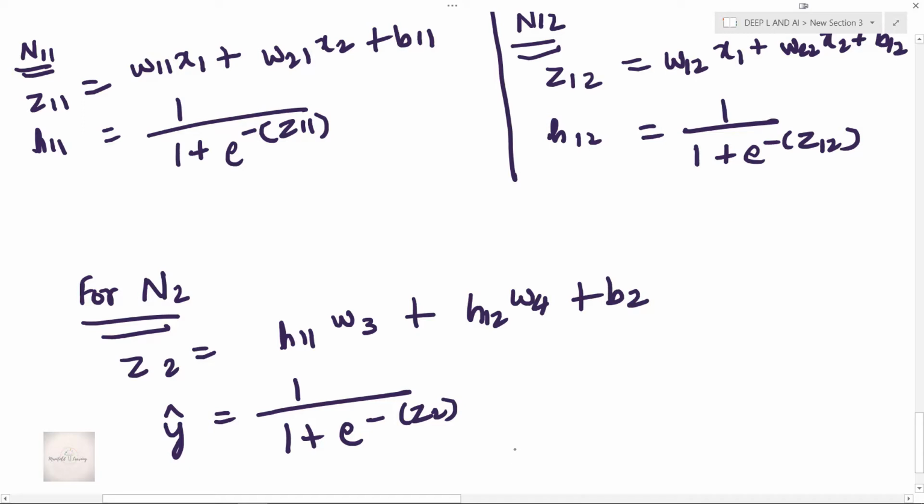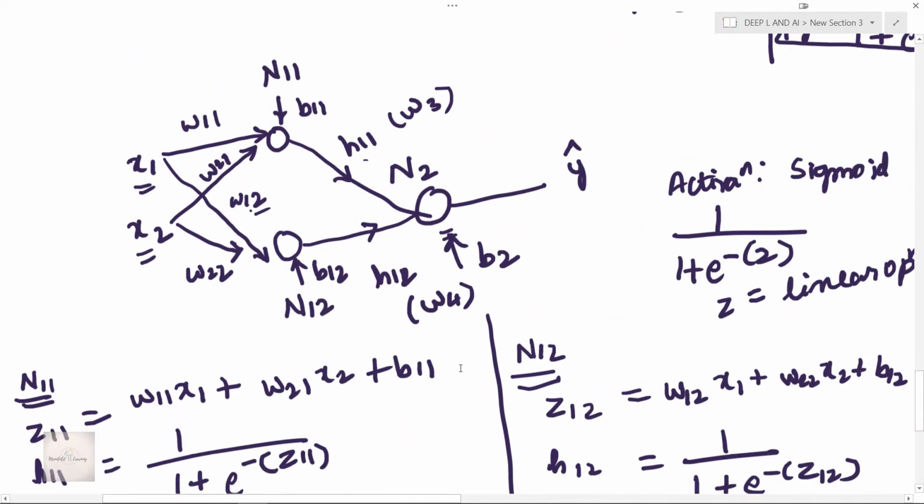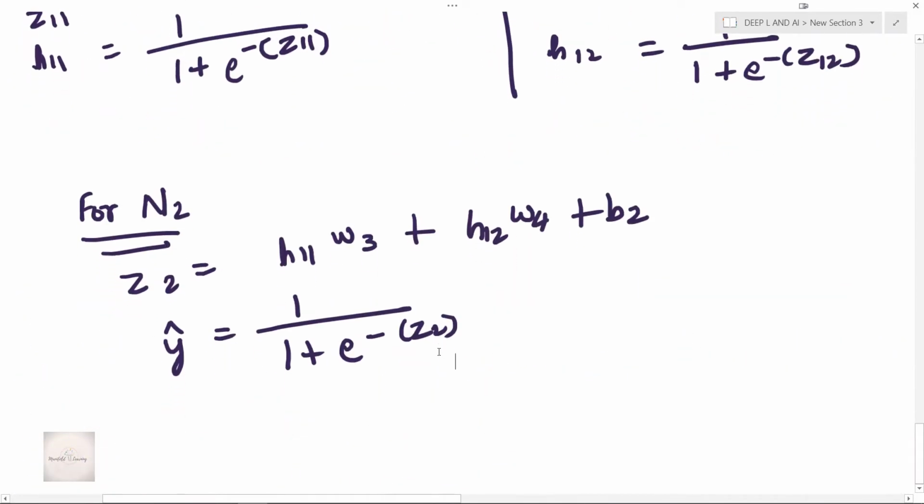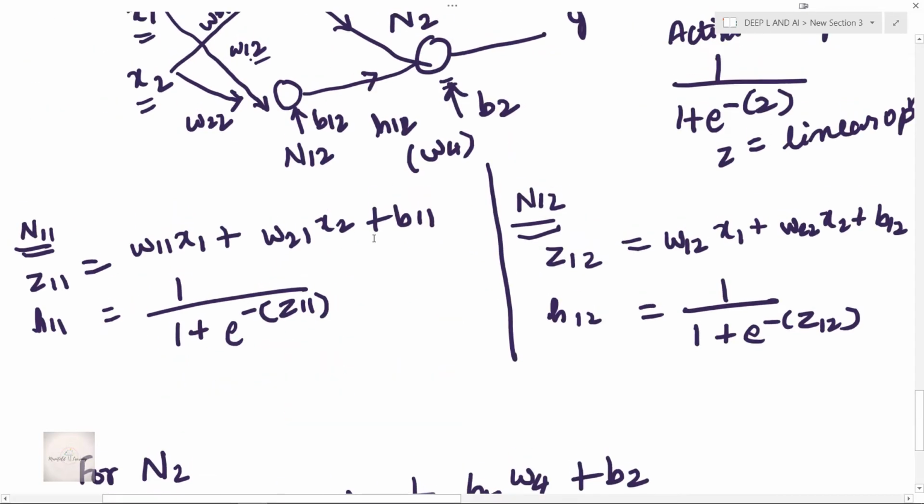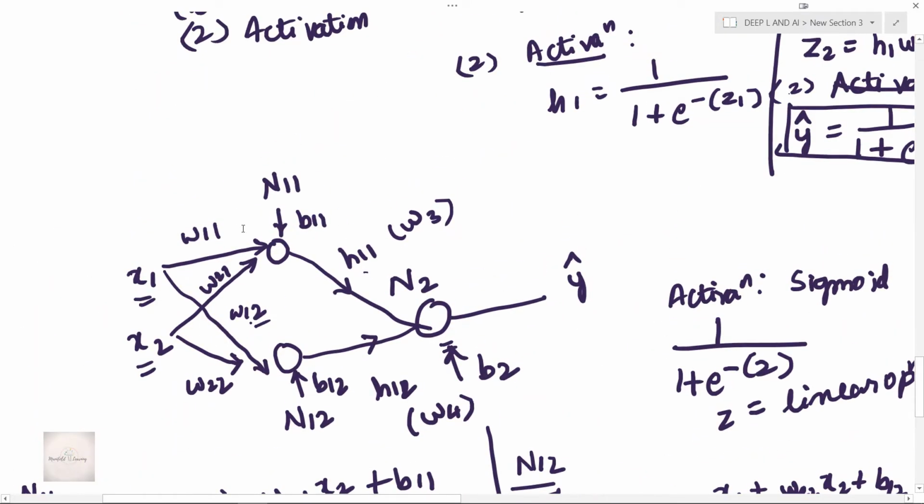In this way, we find the value of the output of a series of neurons which are connected together. Now, if I want to update the value of any of the parameters, let's say w3, w4, b2, or w11, w21, w12, b11 or b12, we'll find the value of the gradients with respect to each parameter from the loss function. Let's dig more into these mathematical concepts in the upcoming videos.